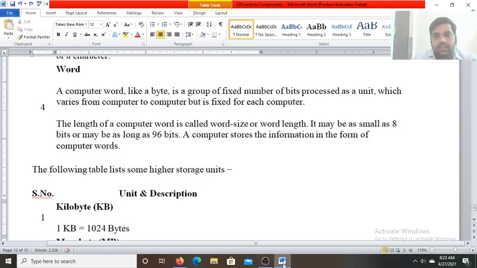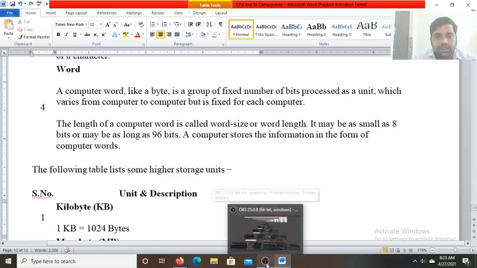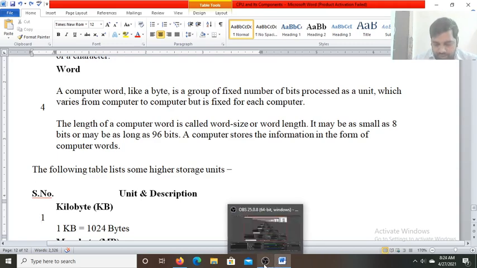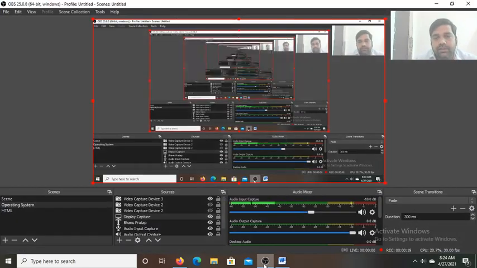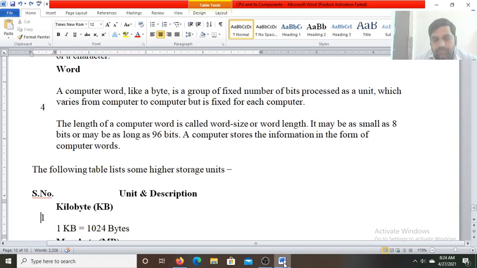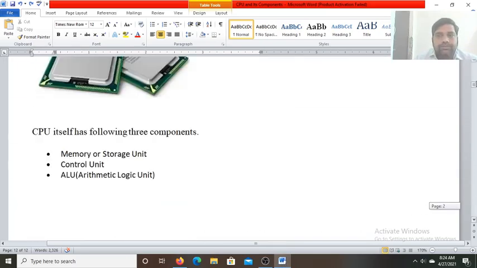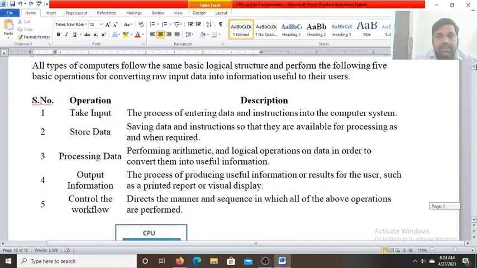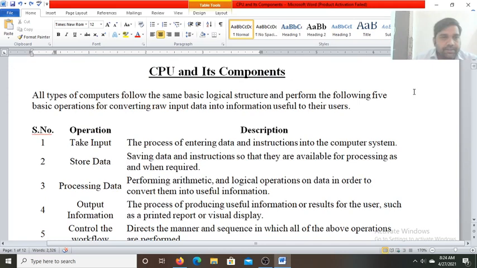Hello students. So today we will start our discussion on the topic the CPU and its components. In this lesson we will study the three components of the CPU, that is the memory unit, arithmetic and logic unit, and control unit. See the CPU and its components, the three components we will study here.